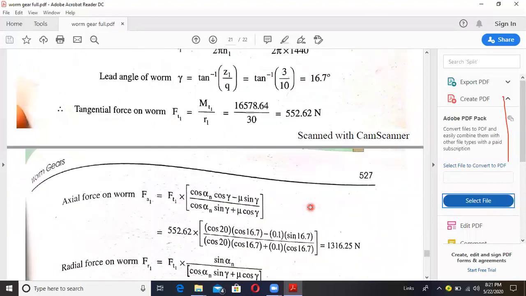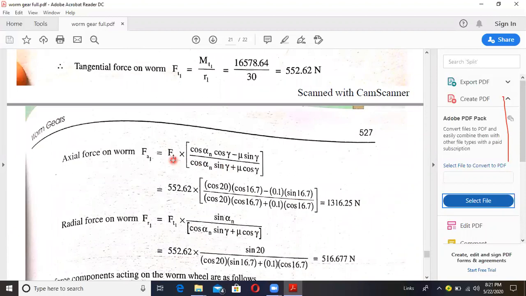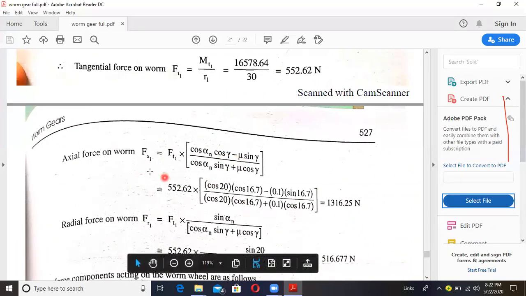Next is the axial force. Axial force on the worm, Fa1, is equal to Ft1 into this formula. Here you have calculated Ft1 in the previous step, that is 552.62. Substitute it here, substitute alpha given in the question, that is 20, substitute gamma, substitute mu given in the question. Simplify, then we get the axial force as 1316.25 Newton.